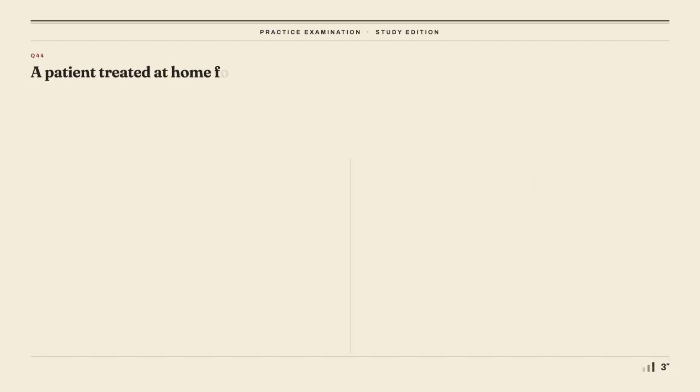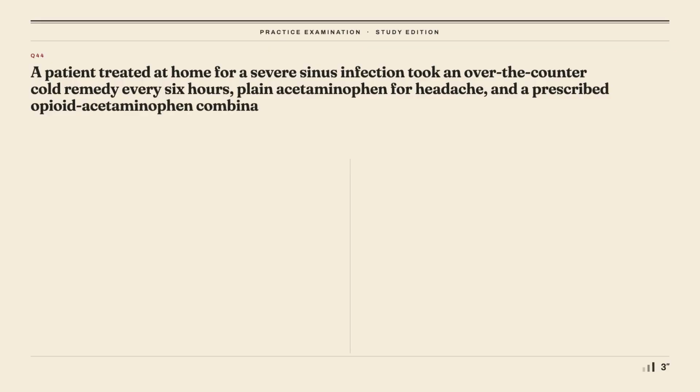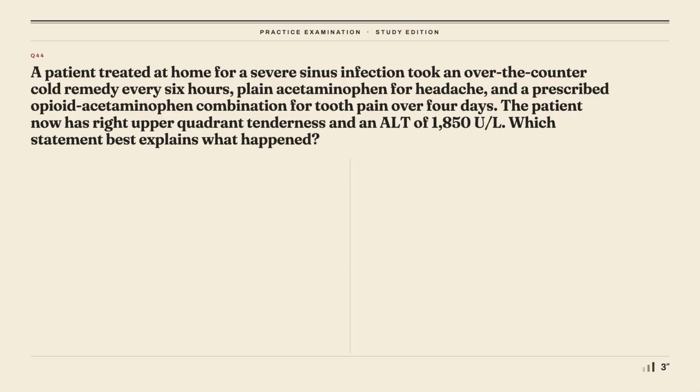Question 44. A patient treated at home for a severe sinus infection took an over-the-counter cold remedy every 6 hours, plain acetaminophen for headache, and a prescribed opioid acetaminophen combination for tooth pain over 4 days. The patient now has right upper quadrant tenderness and an ALT of 1,850 U/L. Which statement best explains what happened?